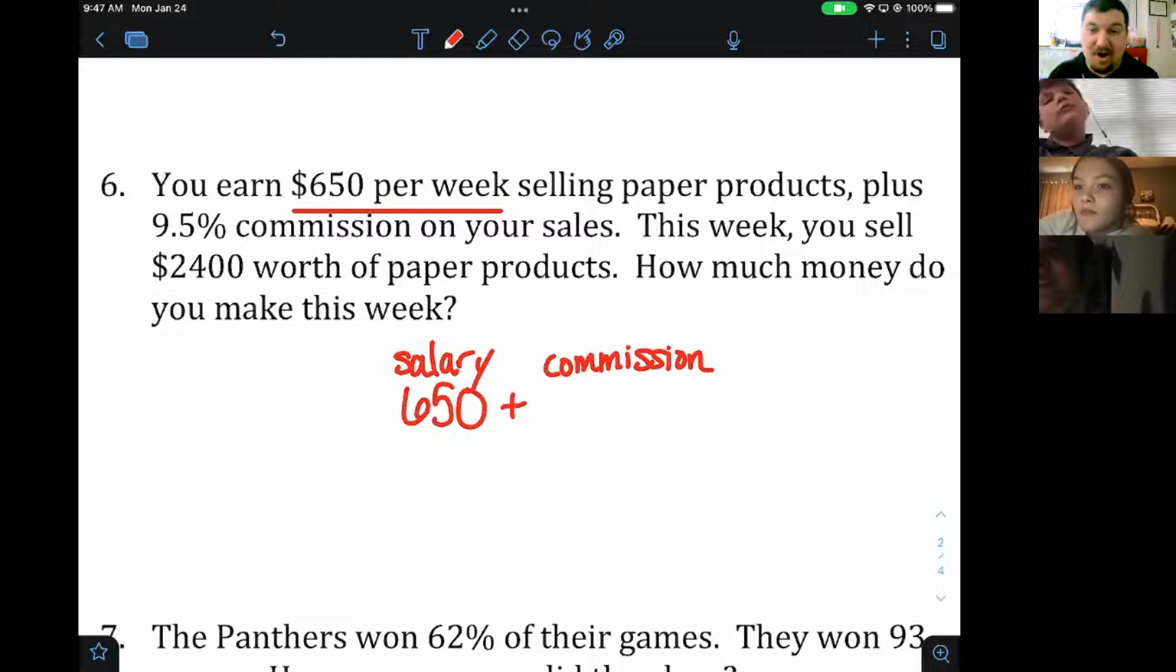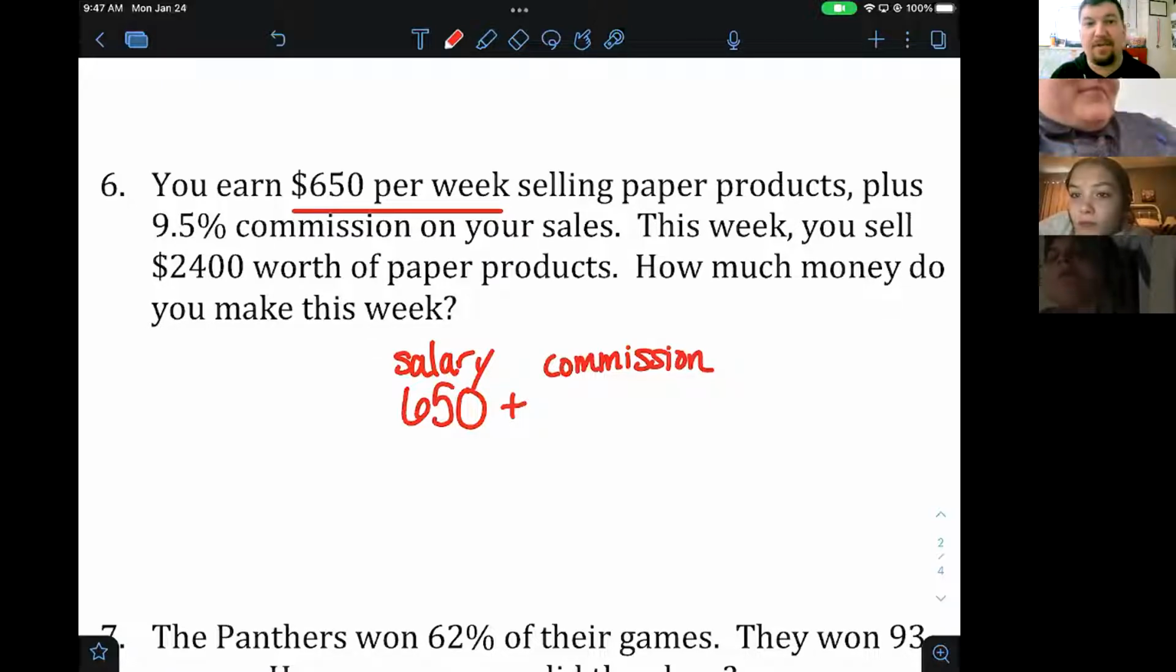But anywhere in sales, car sales, maybe just about anywhere where you're selling things, a lot of companies will offer commission. What that means is on top of your salary, they're going to give you an incentive to sell their product. So this person gets to keep 9.5% of everything they sell. The more they sell, the more they get to add on to their paycheck. It's an incentive for being a good salesperson.